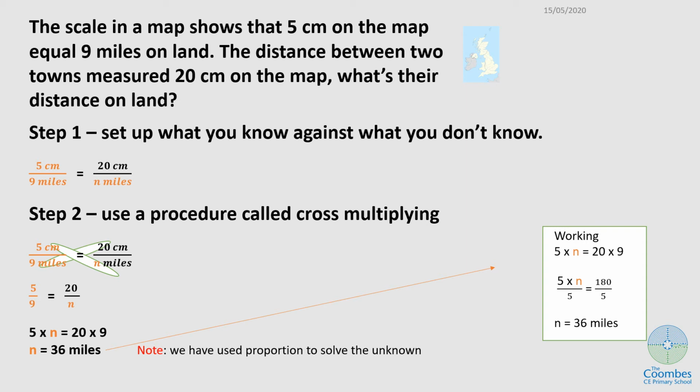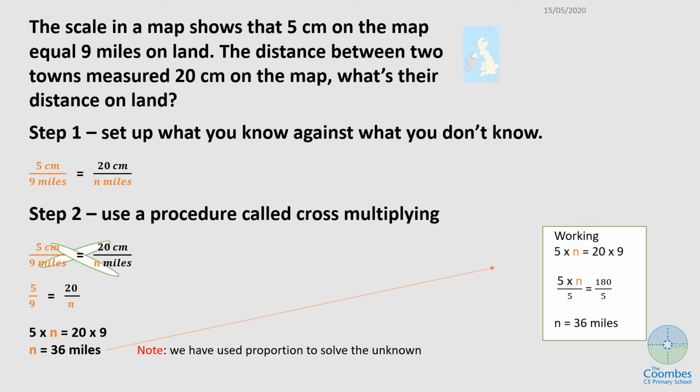Okay, this is the second problem. The scale in the map shows that 5 centimeters on the map equals 9 miles on land. The distance between 2 towns measured 20 centimeters on the map. What is their distance on land?